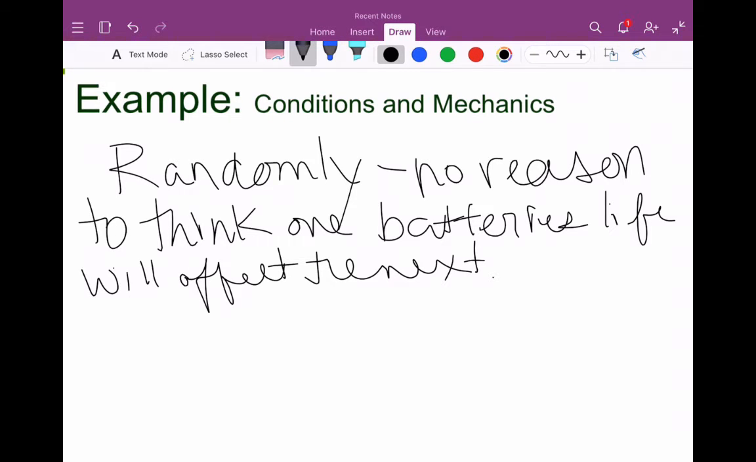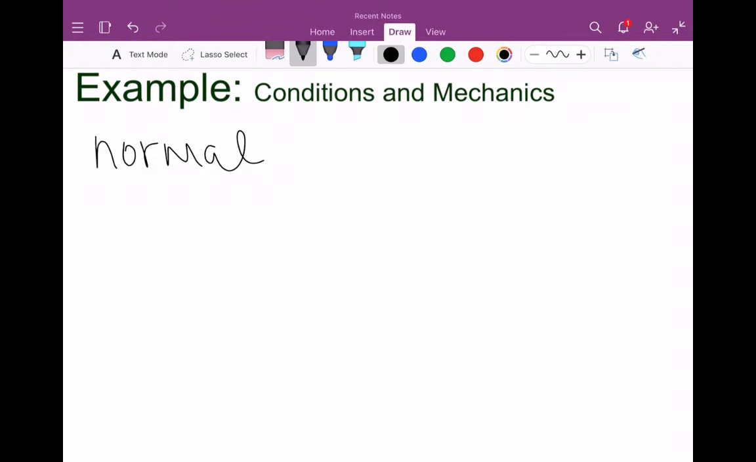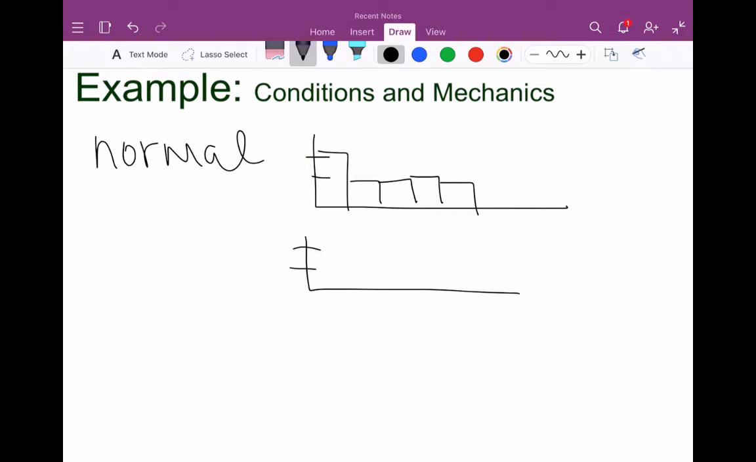Then we have to check the 10%. 6 batteries is less than 10% of all batteries produced. And then we have to check our nearly normal condition, and we check that by checking the histograms. So the histogram for the brand name batteries looks approximately like this. It is kind of skewed, but it seems like it might be okay to go ahead and use the normal model. And then the generic batteries have a histogram that looks something like this, which again, same thing.